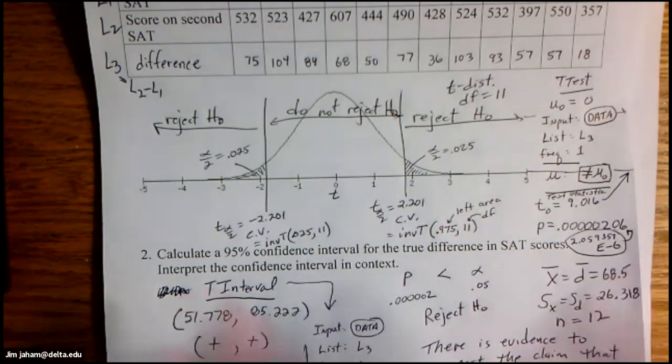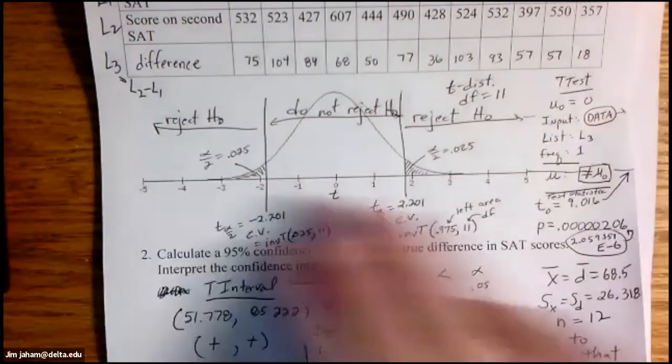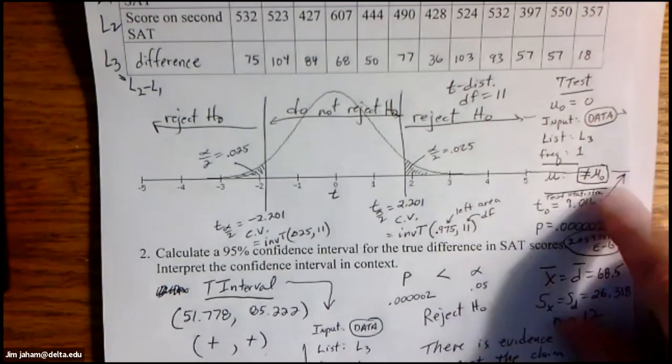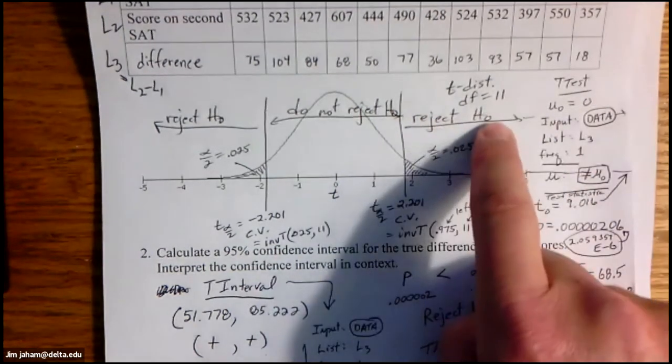In practice, we really only have to do one. And since our technology will calculate the p-value quickly, most of the time we use the p-value. But this is a nice way of linking it back to all that work we did in chapter 7 and in chapter 8. So since 9 is way out here, it's in the reject region. What do we reject? We reject the null hypothesis.